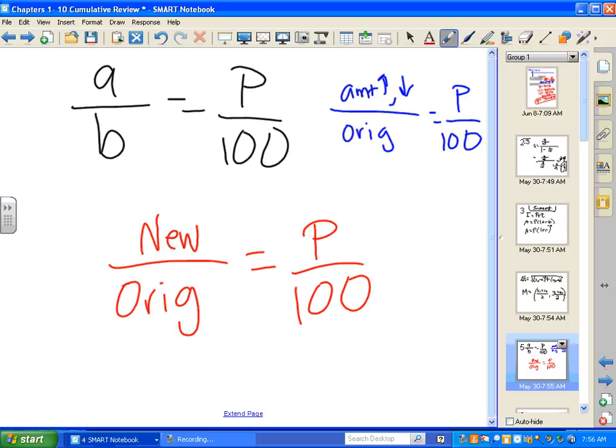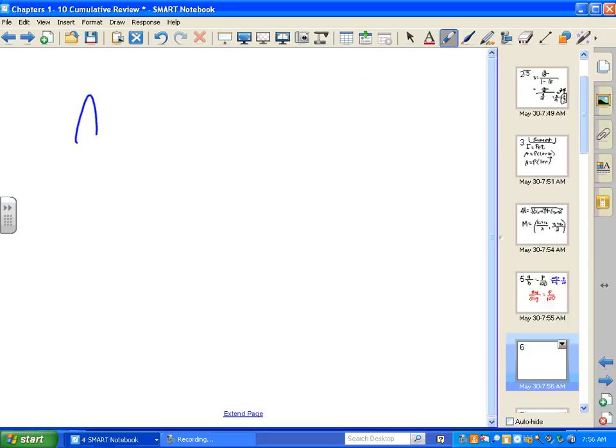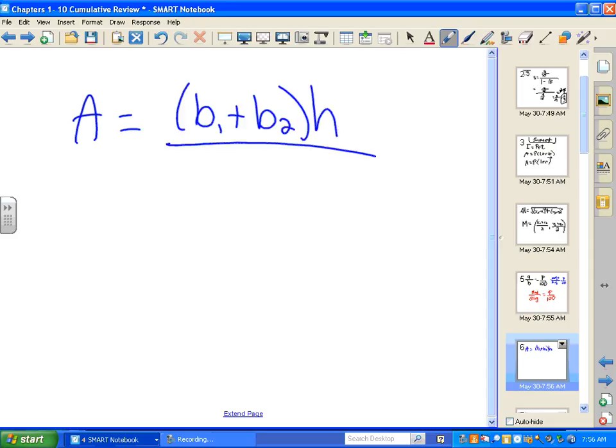Area. Okay, hold on one second. Camila, are you okay with these? Okay. Trapezoid, we have area equals, I gave it to you guys as base 1 plus base 2 times the height divided by 2. So that's for a trapezoid, and your trapezoid will look something like this.